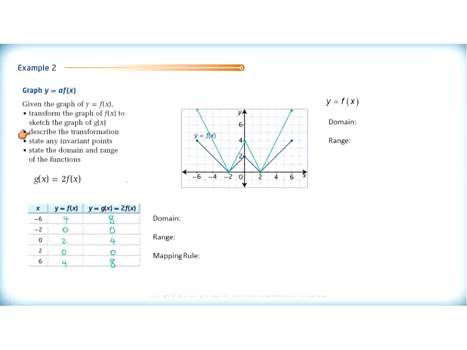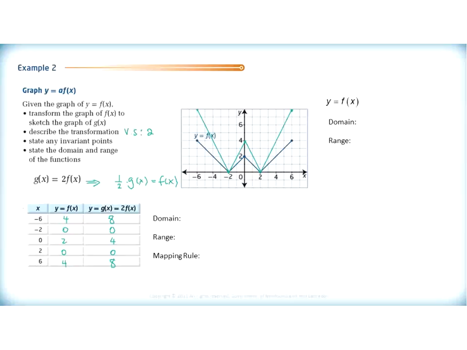So to describe the transformation, it's a vertical stretch of 2. Some students, again, may want to see this written as 1/2 g of x equals f of x. Same thing, of course. It's a vertical stretch of 2 units, and that's the result of the graph right there.